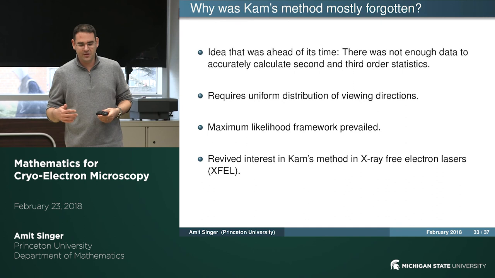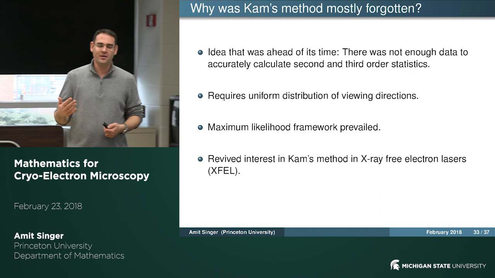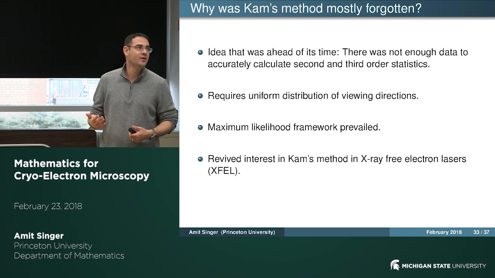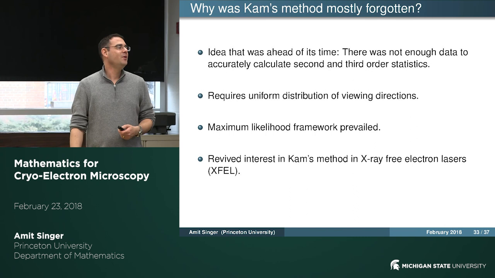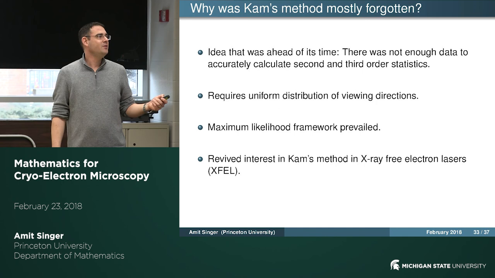Also, when we try to estimate second order statistics, we apply all sorts of tricks, let's say from high dimensional statistics, like eigenvalue shrinkage and ideas like that, that became available suddenly in the last 15 years. If you want to do an accurate job, this theory of statistics was unavailable at the time. But most importantly, it requires a uniform distribution of view directions, which we are now trying to relax. And by now, the maximum likelihood framework prevailed.